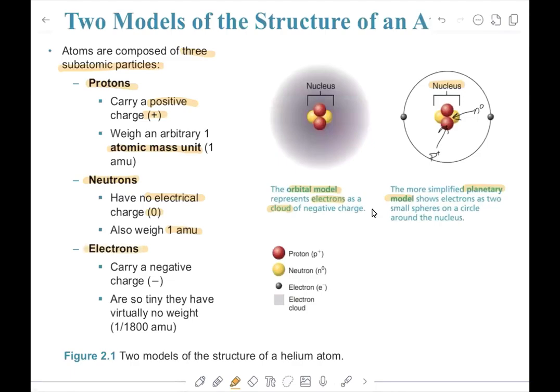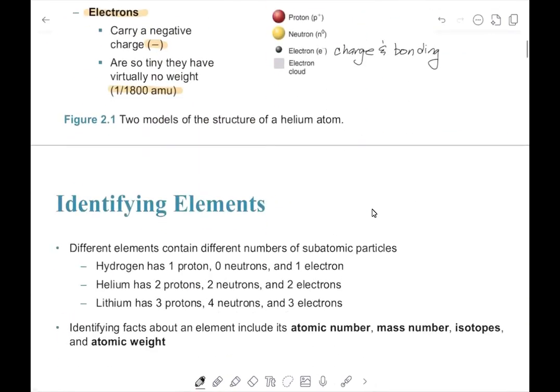Then the electrons are going to have a negative charge, but they are very insignificant as far as size. So essentially, it would take 1/1800 electrons to equal the weight of 1 proton or 1 neutron. So they don't have any importance as far as weight, but they're important for the charge and also what's called chemical bonding, which we'll be talking about in the future.